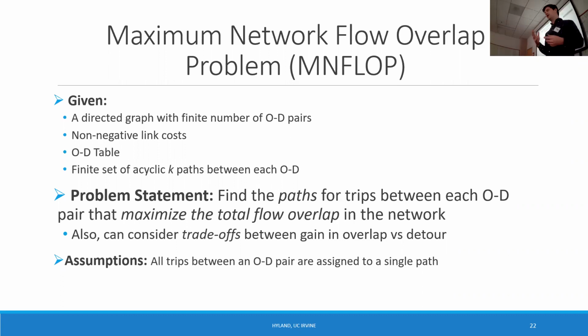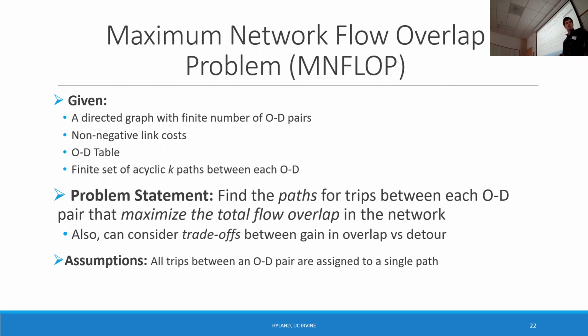So we're given a directed graph or a network with a finite set of OD pairs. We're assuming that all of our link costs are non-negative, which is a quite reasonable assumption. We assume we're given an origin destination demand table, right? The total number of trips from each origin to each destination, as well as a finite number of acyclic paths for each origin destination pair. Okay, and then what we're trying to do is find a set of paths for each origin destination pair that maximize this network flow overlap.